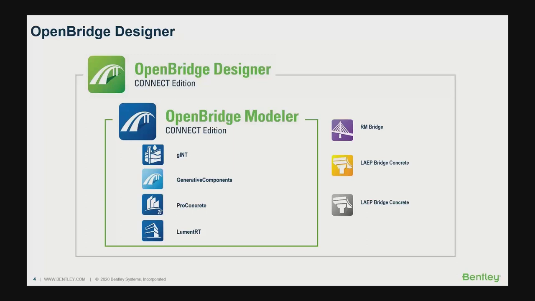gINT is used for geotechnical information modeling. Generic components will support the bridge engineer in overcoming modeling limitations. ProConcrete will be used to place the parametric rebar into the model. LumenRT will be used to simulate reality modeling to help the engineer understand operating conditions. And RM Bridge and LEAP Bridge will be used to conduct bridge analysis and design.